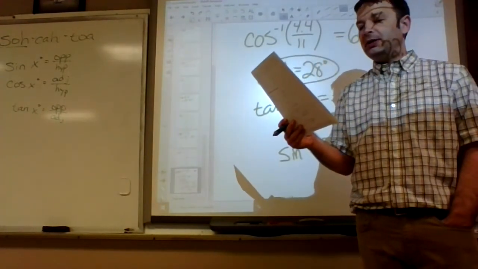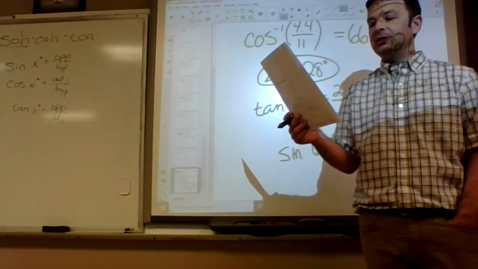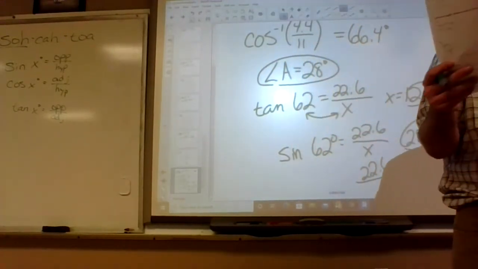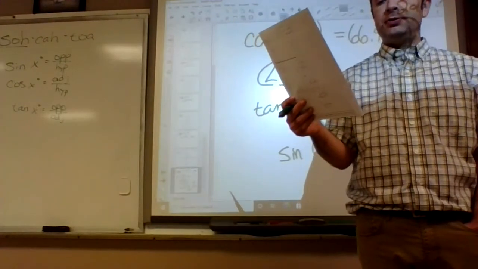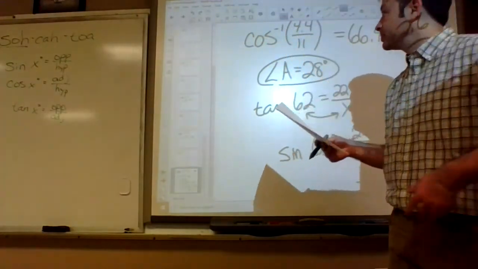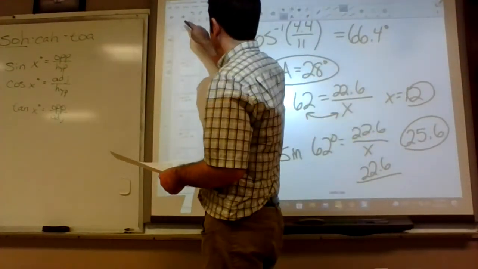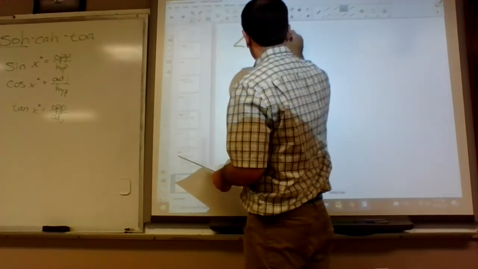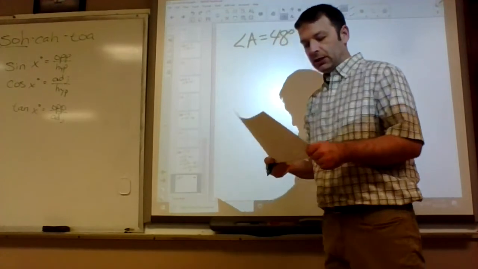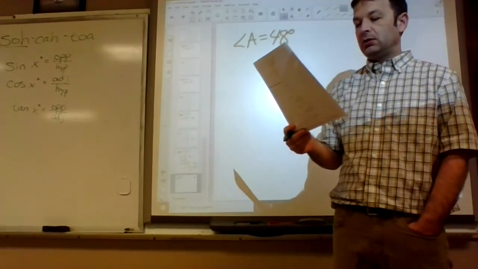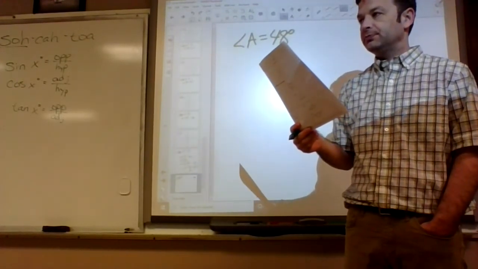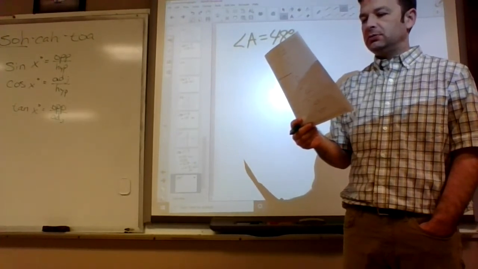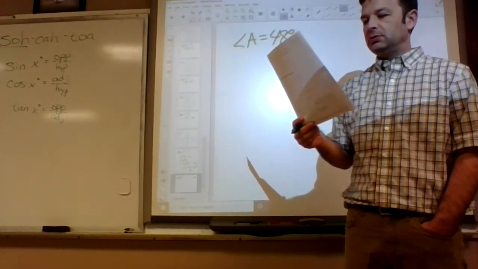On 19, what does the angle A have to be? 48. Basically it's 90 minus 42, it's 48. Just put angle A equals 48 degrees. For 17, I thought that we had 3 answers. We did. What were the 3 answers? 28 degrees, 25.6.